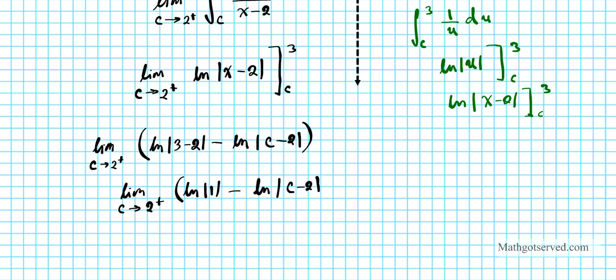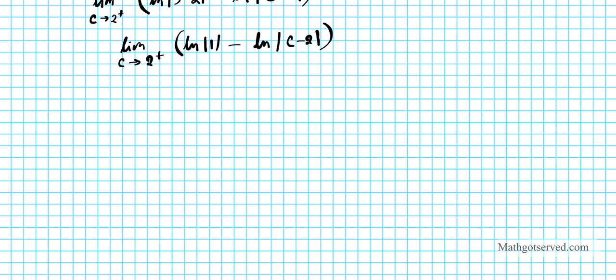Now we're going to take the limit of these two term by term. Since this is independent of c, the limit of this is just the natural logarithm of 1. The natural logarithm of 1 is 0, right? So we're going to have 0 minus the limit as c approaches 2 from the right of the natural logarithm of c minus 2. So I can substitute 2 from the right into my natural logarithm. So I'm going to have 0 minus the natural logarithm of the absolute value of 2 from the right minus 2.